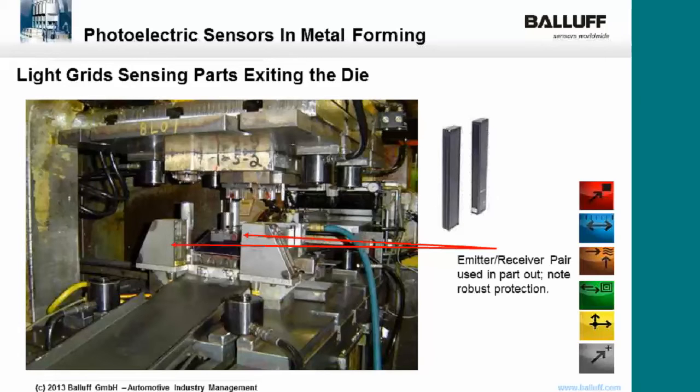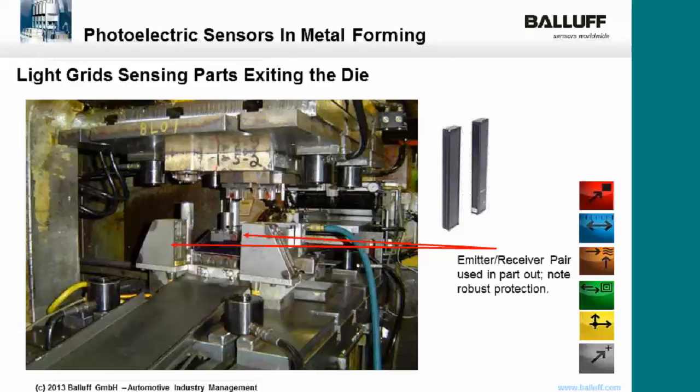One of the challenges you always have in part out applications is the shape of the part and how the part falls out of the press or is ejected out of the press. Sometimes you may use a through beam sensor and the part may go under or over the sensor and not be seen. So the BGL light grid helps to solve that problem with multiple beams. So anywhere the part falls, we're bound to catch it with at least one beam and we know that the part has been ejected.